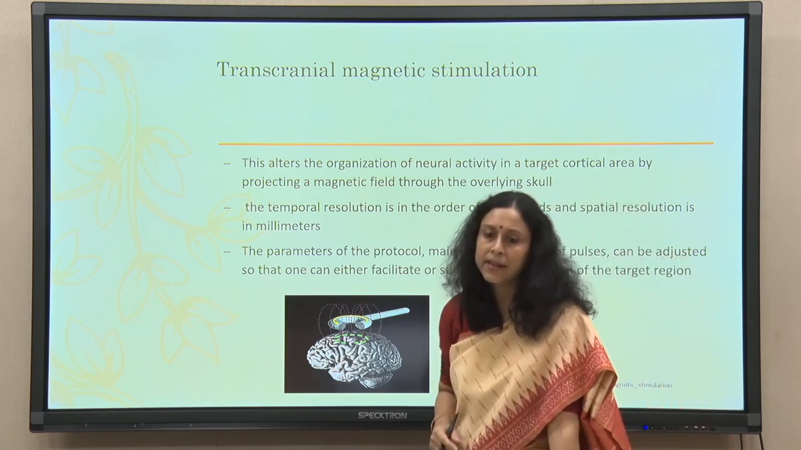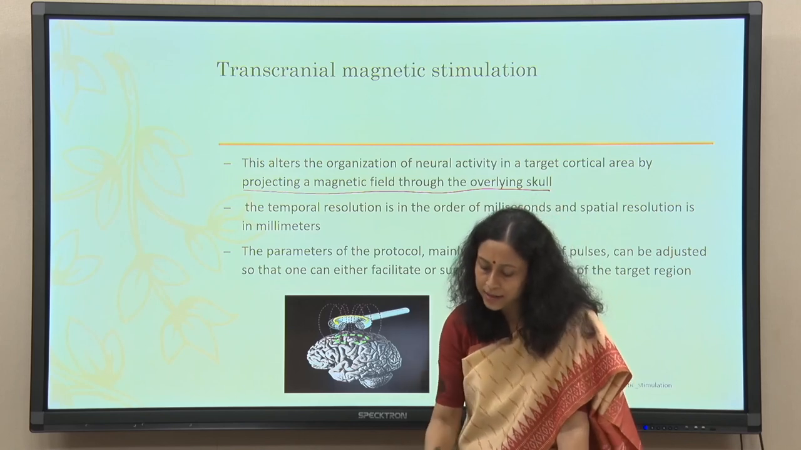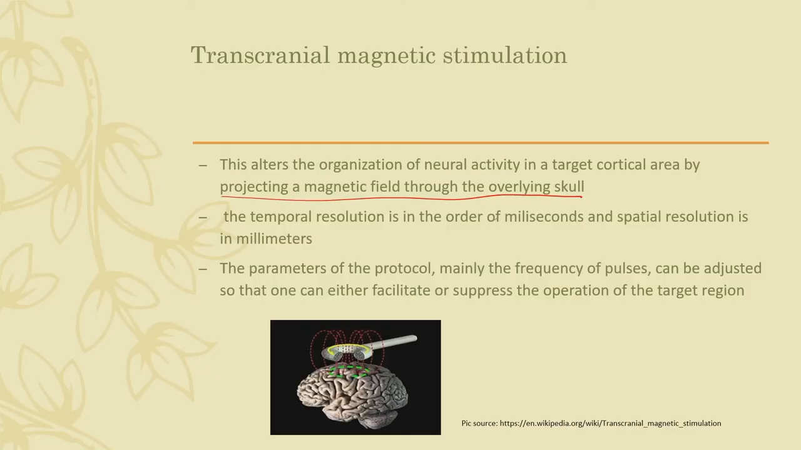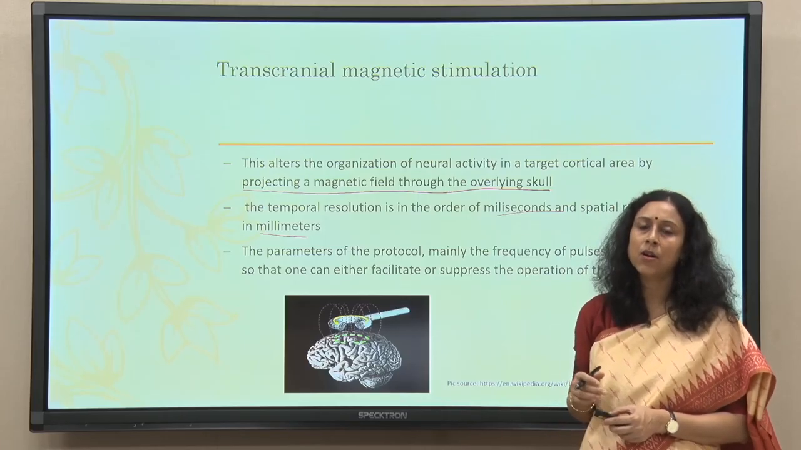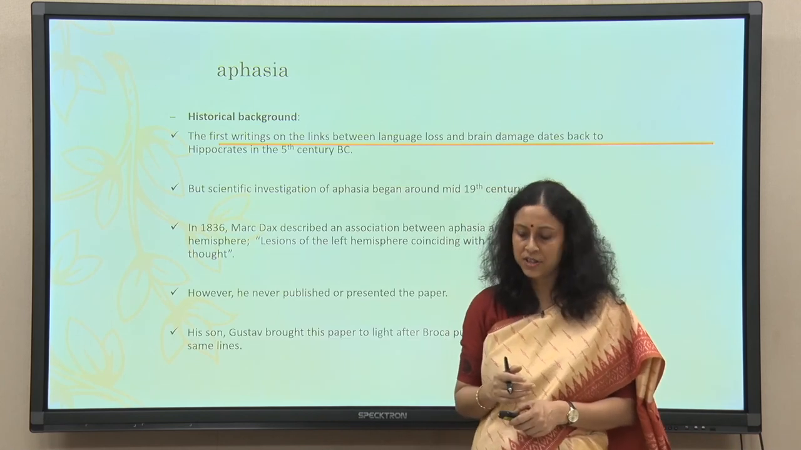Yet another tool that we have today is transcranial magnetic stimulation. This is also an extracranial method. This doesn't have to open the skull. This alters the organization of neural activity in a target cortical area by projecting a magnetic field through the overlying skull. So, there is a magnetic field that is created on top of the skull, and thereby it changes the neural activity in that particular region. The temporal resolution is again in terms of milliseconds, spatial is in millimeters, also very, very accurate and precise. It mainly depends on the frequency of pulses and so on. So, these are some of the technical sophistications that we have today, on the basis of which we get our data on the relationship between brain and language.